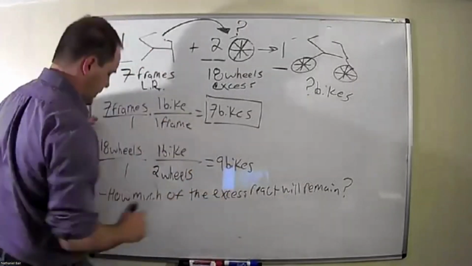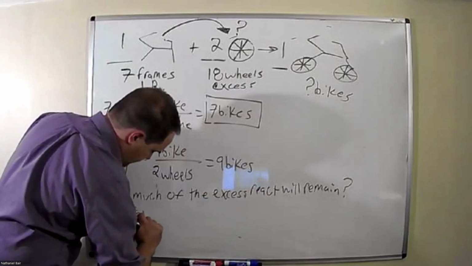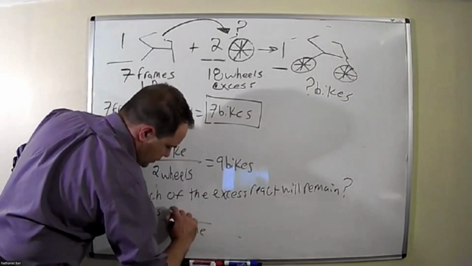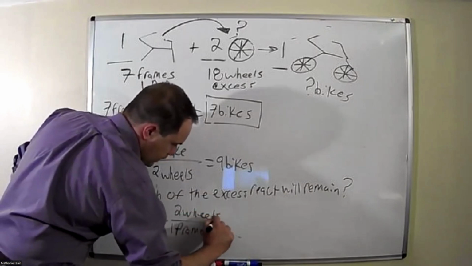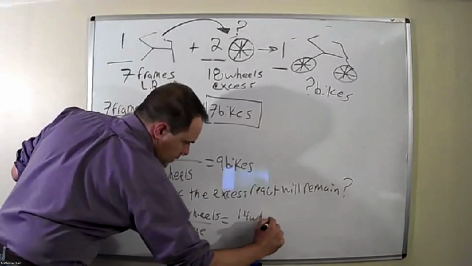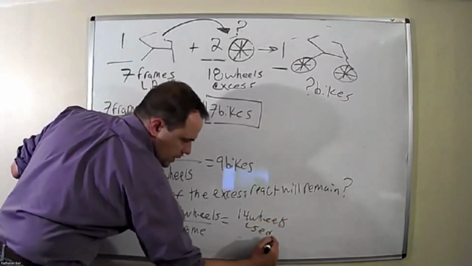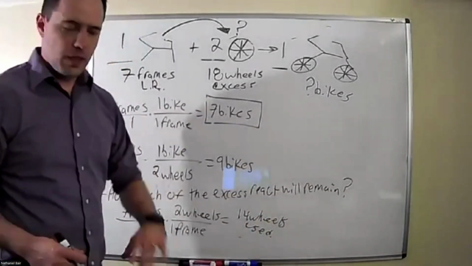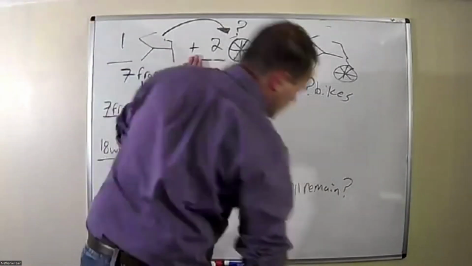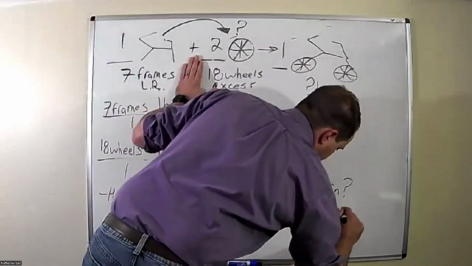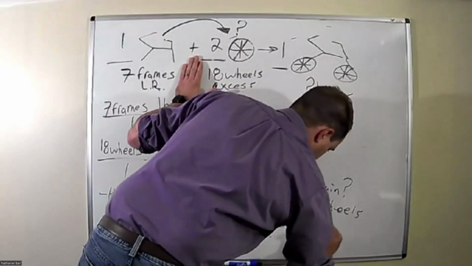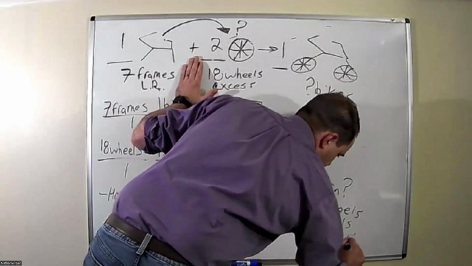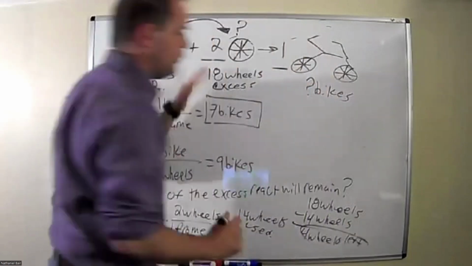You take the limiting reactant, so 7 frames, 1 frame to 2 wheels. That's going to require 14 wheels. That's how many wheels are going to get used up. 14 wheels will get used. And now I can take the amount of wheels I started with, 18 wheels, and subtract the amount of wheels that I'm consuming, 14 wheels. There are going to be 4 wheels left, ladies and gentlemen, 4 wheels left over.